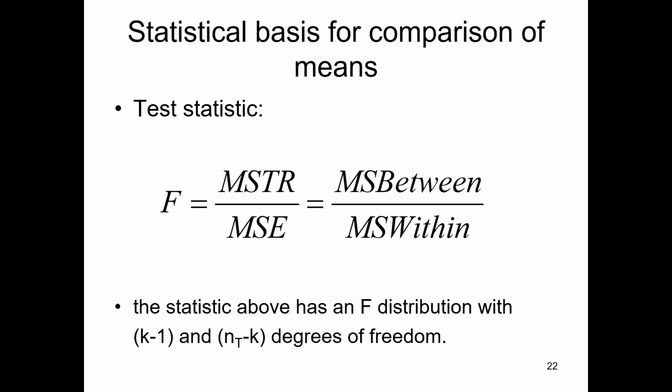Step number 2 is as step number 2 always is. Alpha equals whatever, right? And we got the old twin pushes of balancing of type 1 and type 2 error.